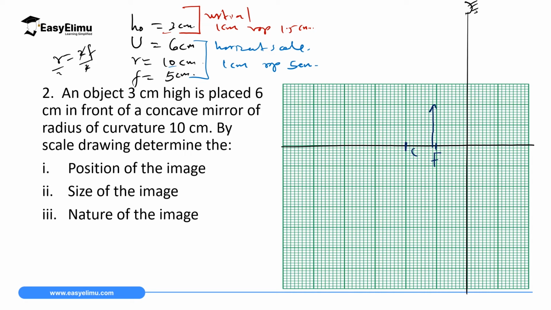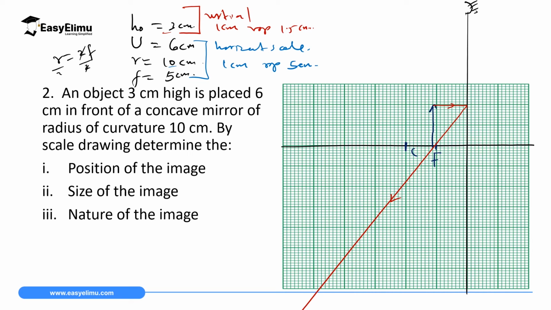Then after this, we will draw two rays, which we discussed earlier. A ray which is parallel to the principal axis will get reflected through F. So in this case, this ray will get reflected through F like this, like that. Then we have another ray, that is a ray from the tip of the object through C. It will get reflected along its own path.